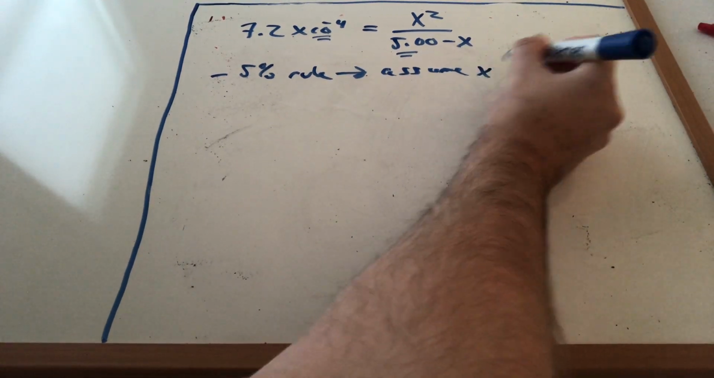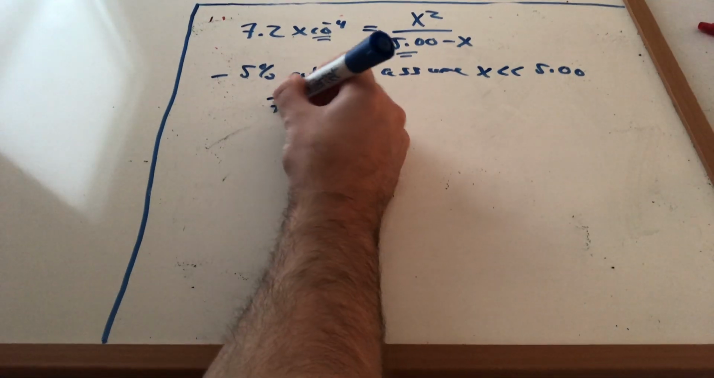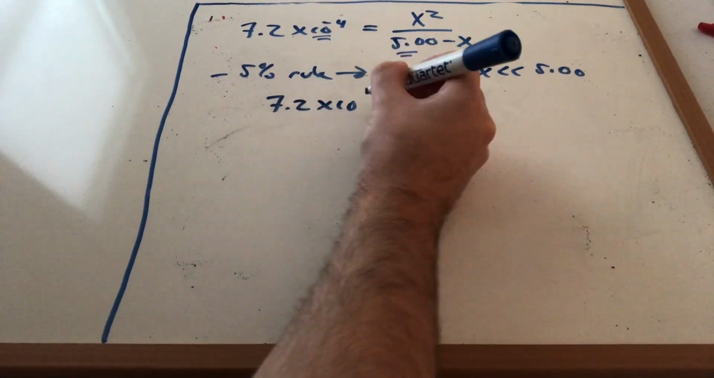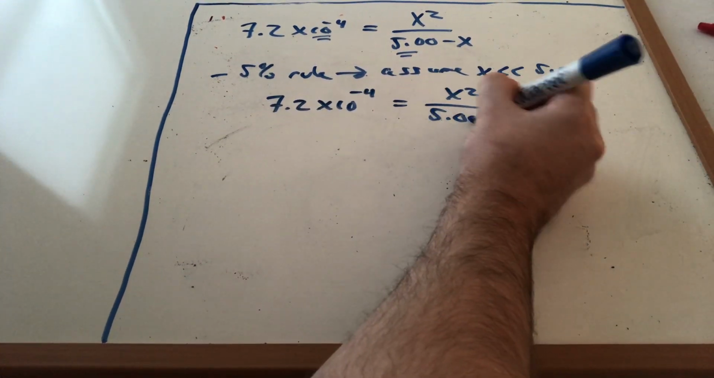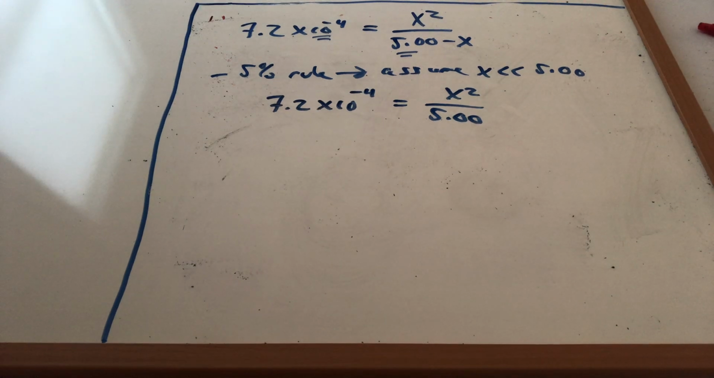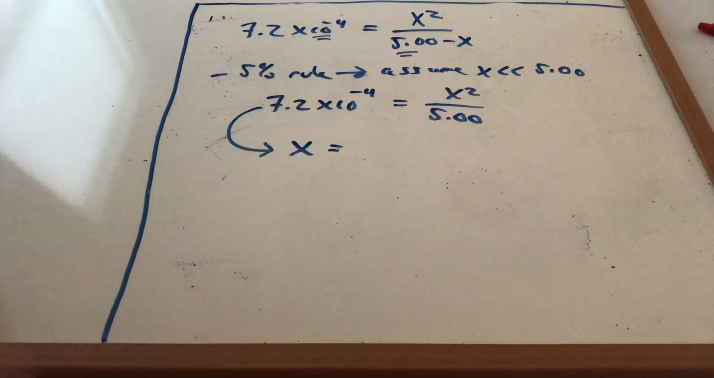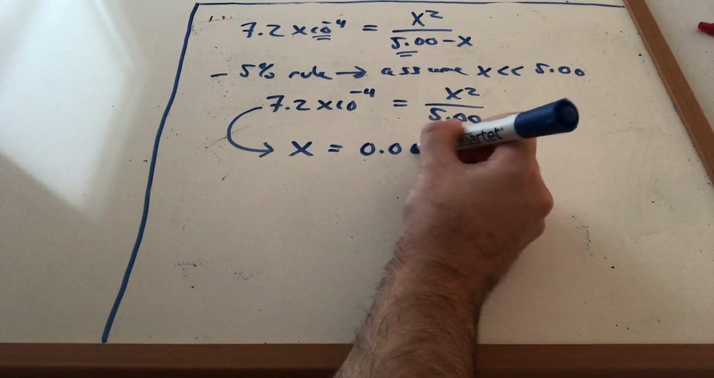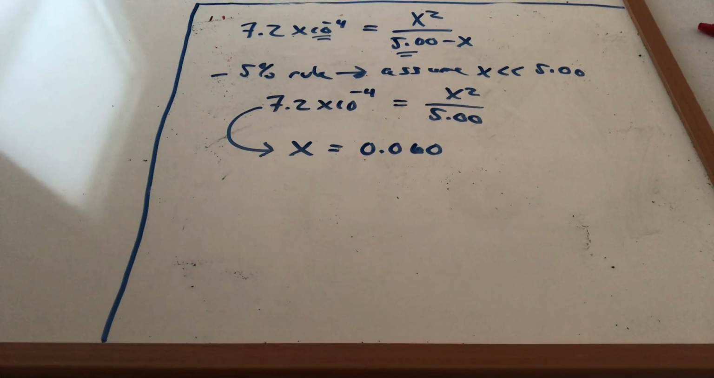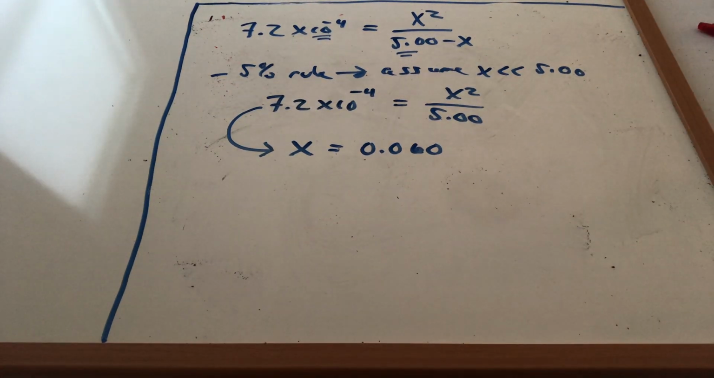Okay, so let's assume that X is way less than 5.00. Our math simplifies down. 7.2 times 10 to the minus 4 equals X squared divided by 5.00, right? We can then solve this for X. Make sure you can fill in this math that I'm doing here to solve for X. And the X that I get with the 5% rule is 0.060, okay? And like I said, be able to come up with that yourself.